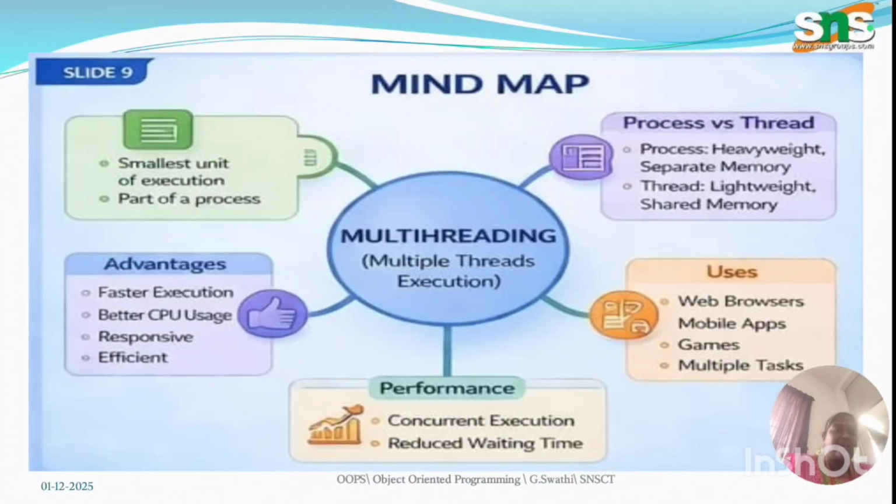We have a mind map: multi-threading is a small unit of execution, part of a program. Then processes versus threads. We can see where multi-threading is used: web browsers, mobile apps, games, and multiple tasks. Performance means concurrent execution and reduced waiting time. And advantages are faster execution, better CPU usage, responsiveness, and effectiveness.